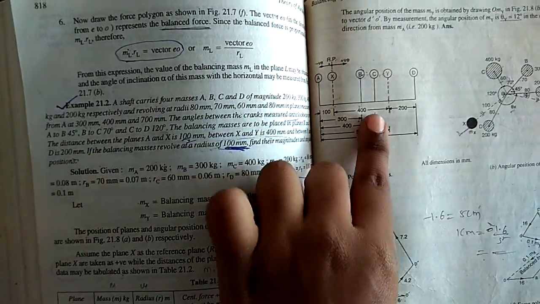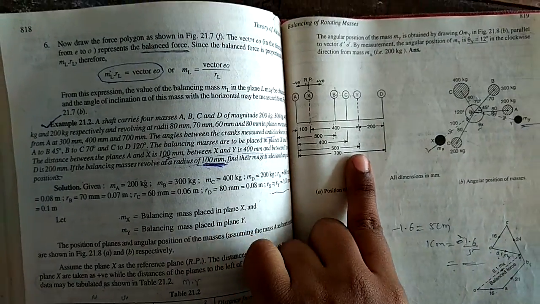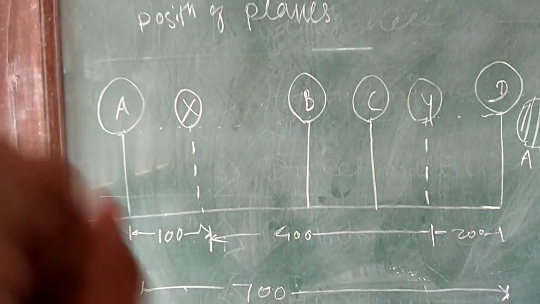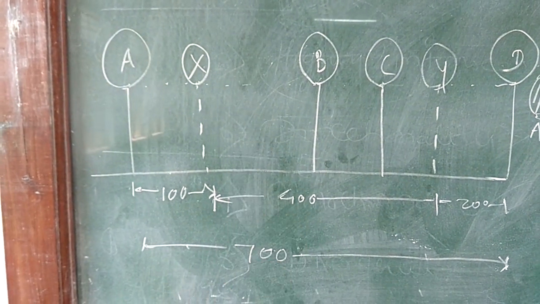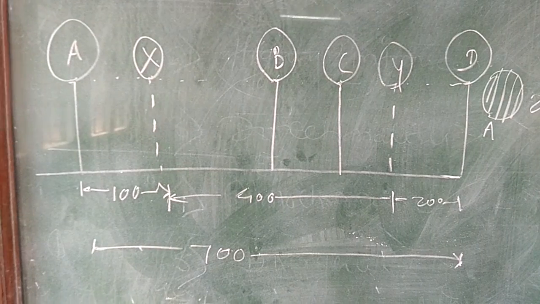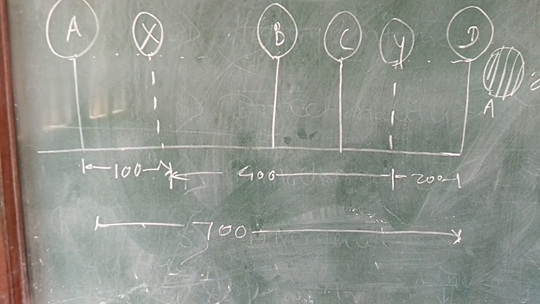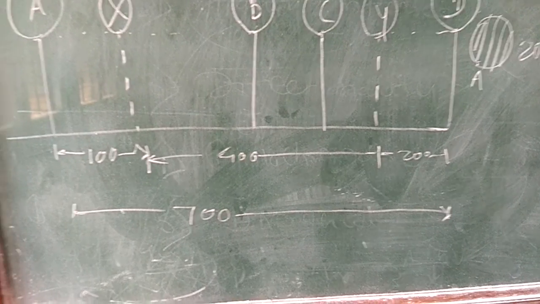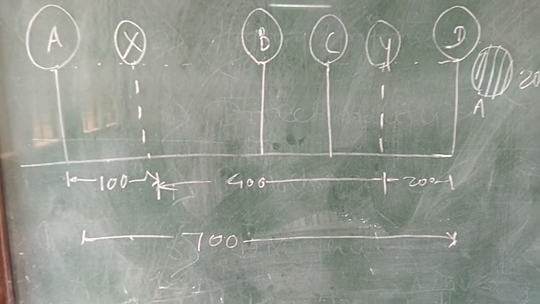So if we see this diagram, that is the plane diagram, here we see the position of the planes. From A to X it is 100, from X to Y it is 400, and from Y to D it is 200. So the total length will be 700 mm. This was about the position of the planes.